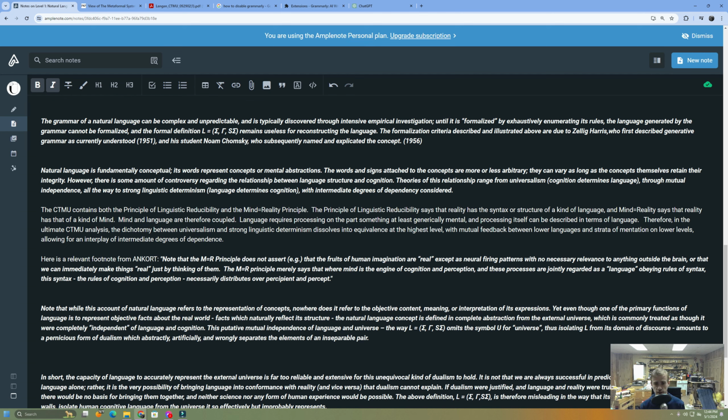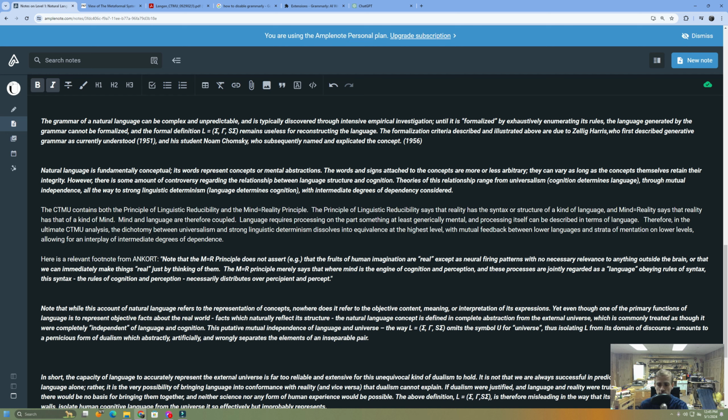Language requires processing on the part of something at least generically mental, and processing itself can be described in terms of language. Therefore, in the ultimate CTMU analysis, the dichotomy between universalism and strong linguistic determinism dissolves into equivalence at the highest level. The structure of mind and the structure of language are the same structure, and so it doesn't really make any sense to talk about one determining the other. They're both determined at the same time because they're one unity.